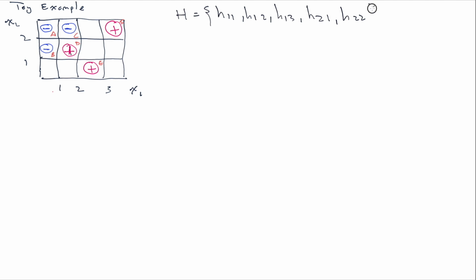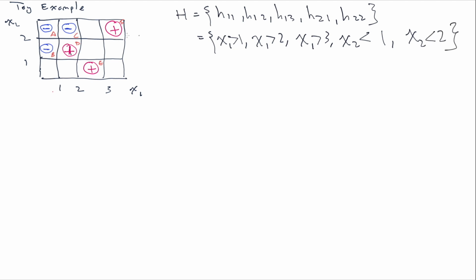H21, H22. Basically, the models are x1 greater than 1, x1 greater than 2, x1 greater than 3, x2 less than 1, and x2 less than 2. Let me just try to explain what this is. x1 greater than 1 is going to be positive if x1 is greater than 1, otherwise it's going to classify as negative if x1 is less than 1.